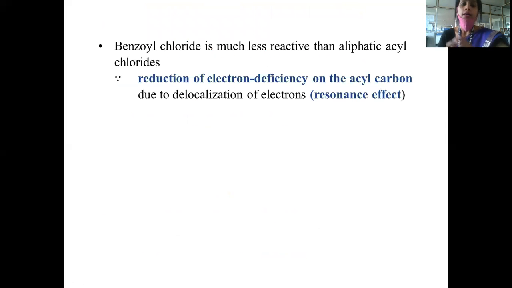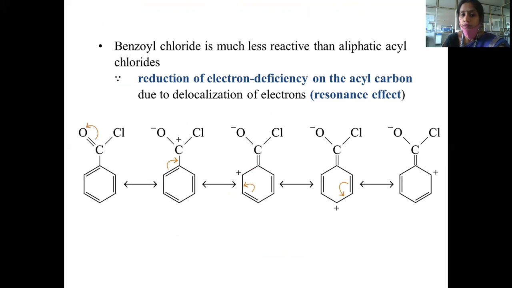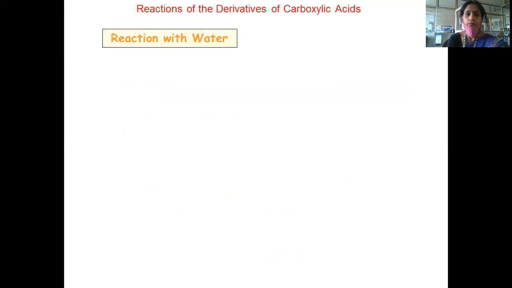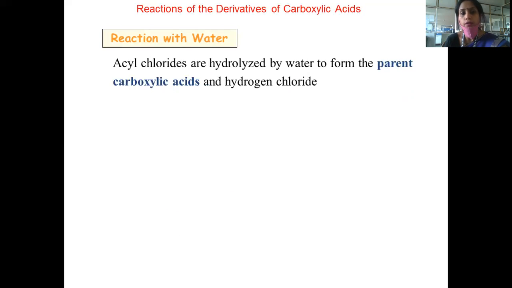Now, if we compare benzoyl or the benzene derivative of the acid chloride with that of the aliphatic member, we see that the benzoyl chloride is much less reactive than the aliphatic acyl chloride. Why? Because of delocalization of pi electrons, that is resonance effect. Because the molecule is more stable, there is lesser electron deficiency for the nucleophile's attack. Now let us see some reactions of acid chlorides.